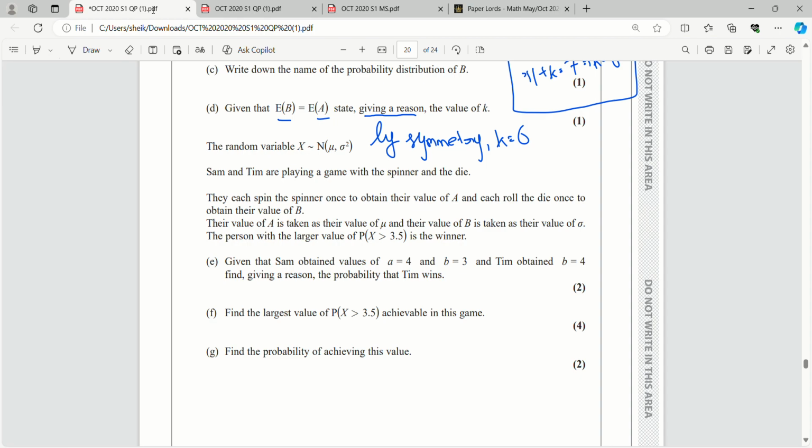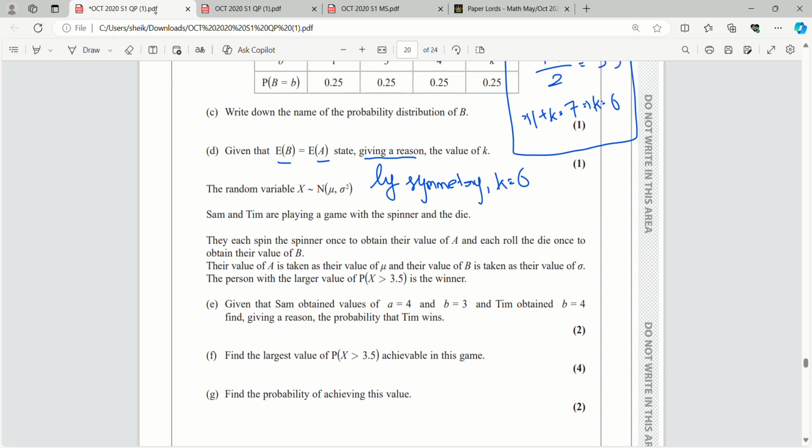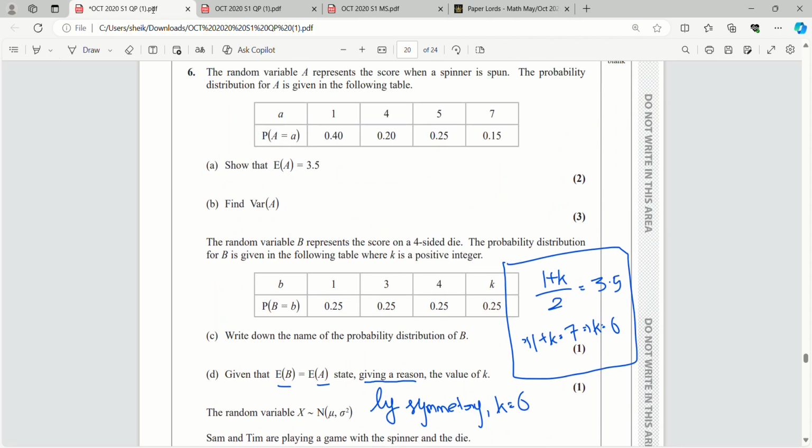The random variable X is normally distributed with mean mu and standard deviation sigma squared. Sam and Tim are playing a game with the spinner and the die. They each spin the spinner once to obtain their value of A, and each roll the die once to obtain their value of B. So they are each in turns playing the spinner and the die.